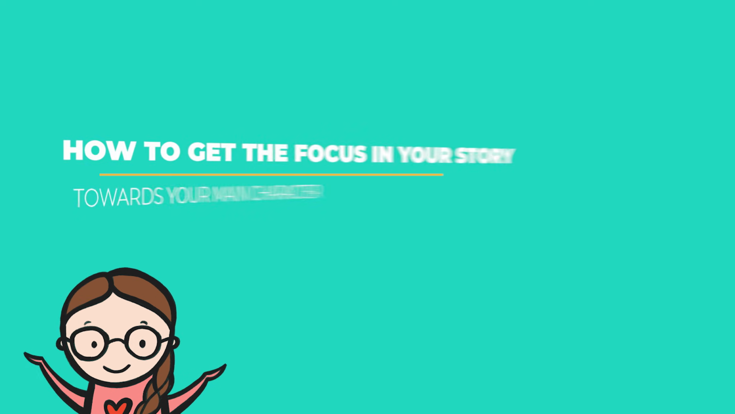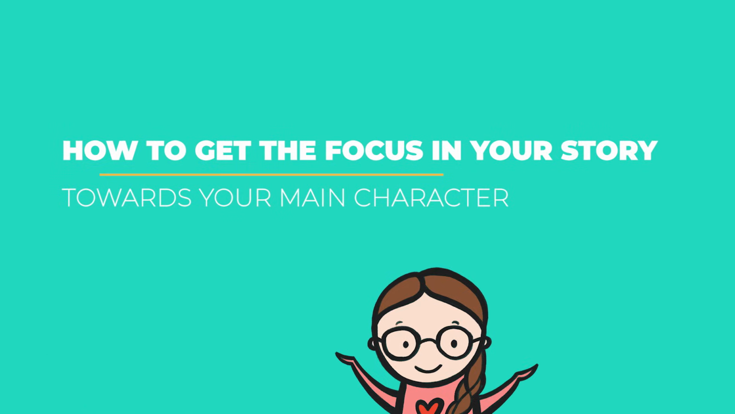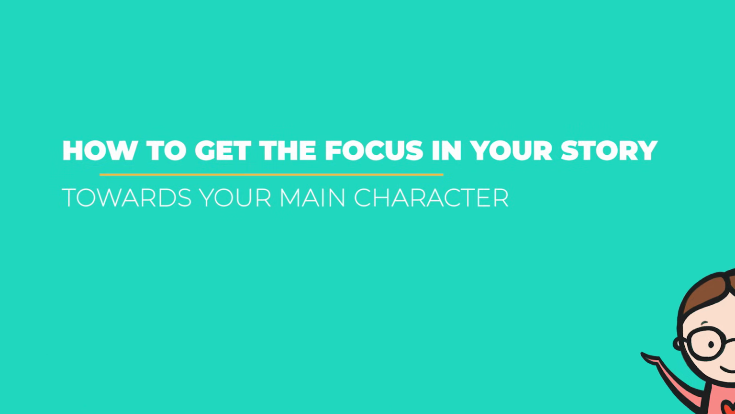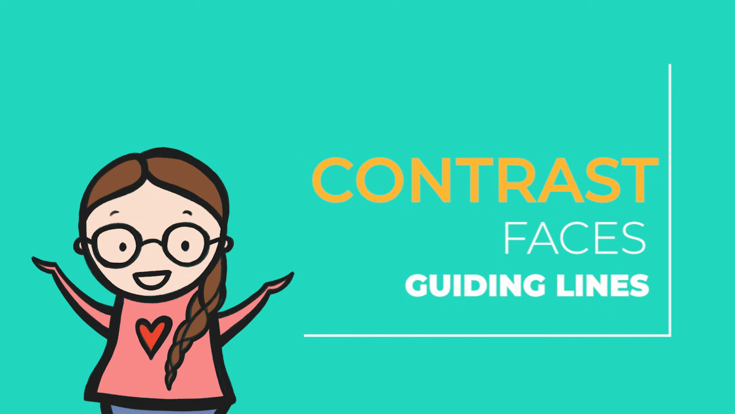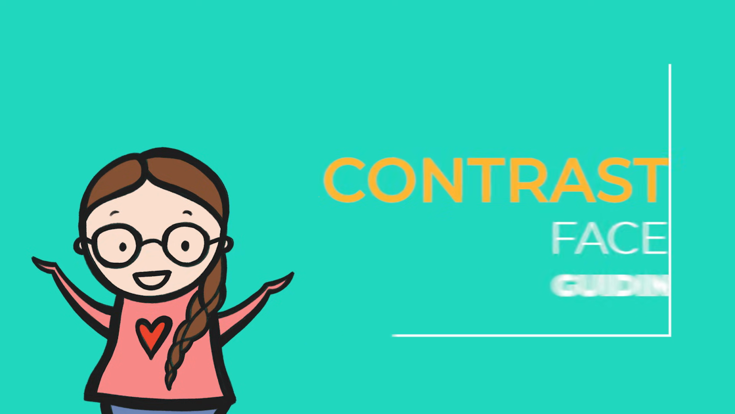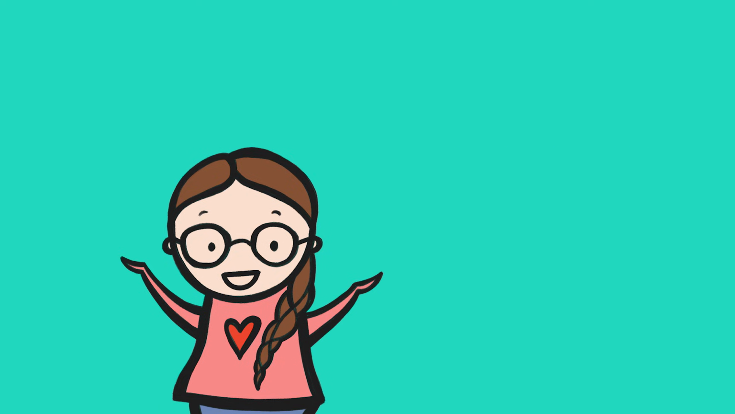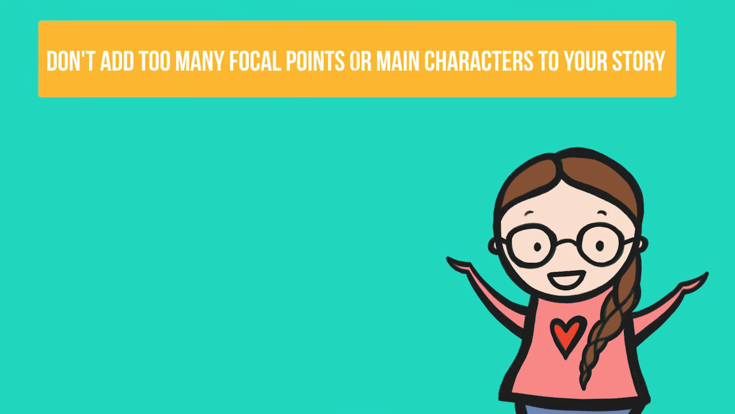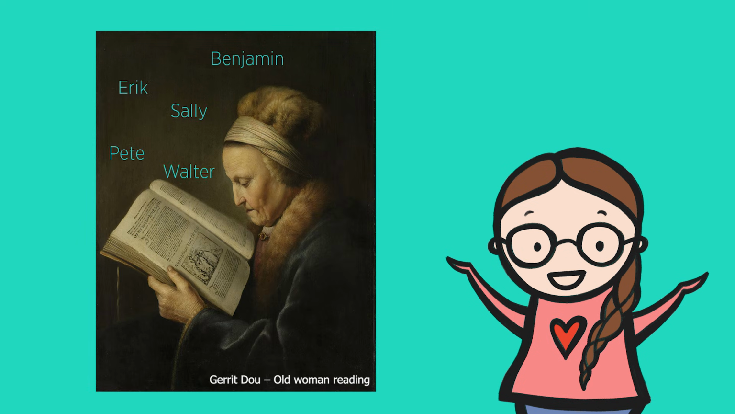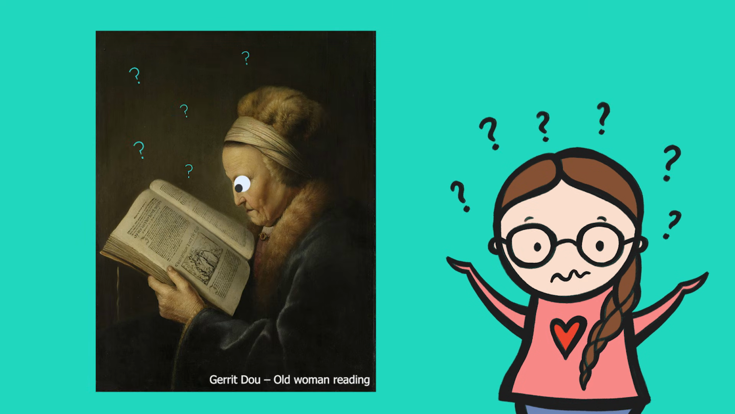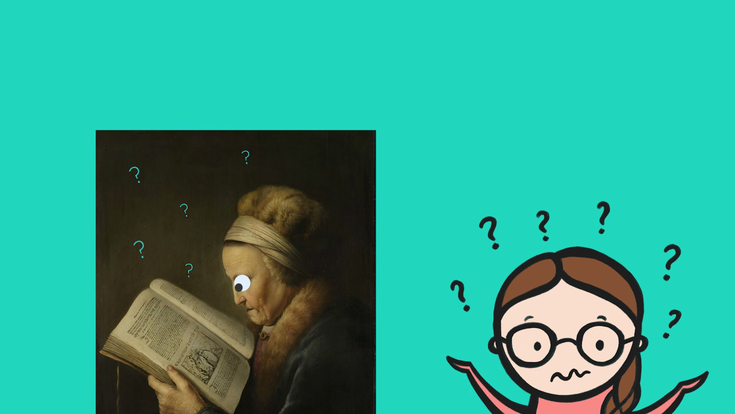Now we've covered how to get the focus in your story towards your main character, or even to some supporting characters by using contrast, faces, and guiding lines. Make sure you don't add too many focal points to your artwork though. This will make the artwork lose impact and confuse the viewer. Imagine reading a book with 20 main characters. It's hard to keep track and get to know all these characters, right?